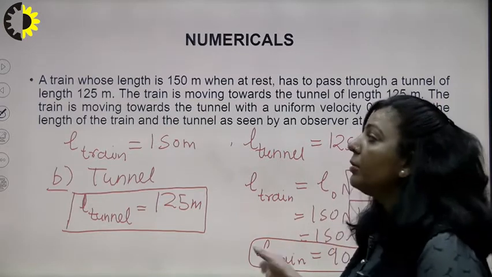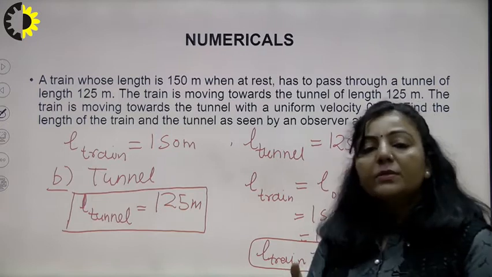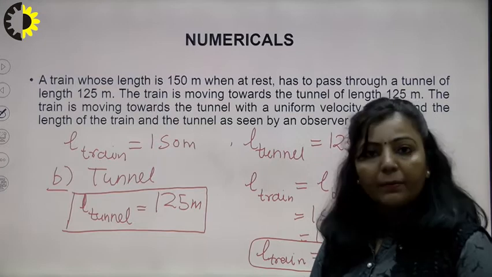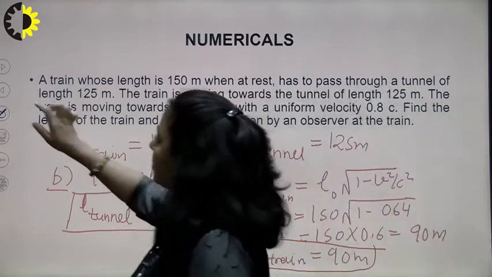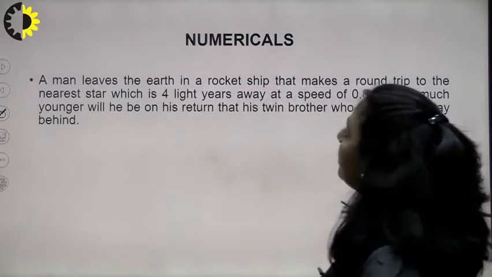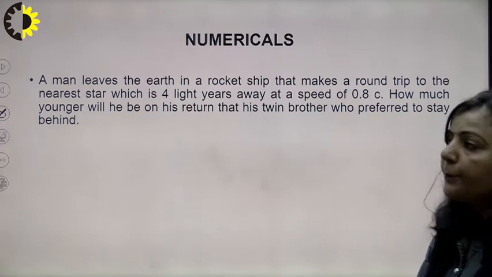So how to solve numericals based upon length contraction? First you have to decide what is the position of the observer, from where the observations are taken, right? So this is your question based upon length contraction. Now we are going to solve this numerical, and it is based upon the concept of time dilation.